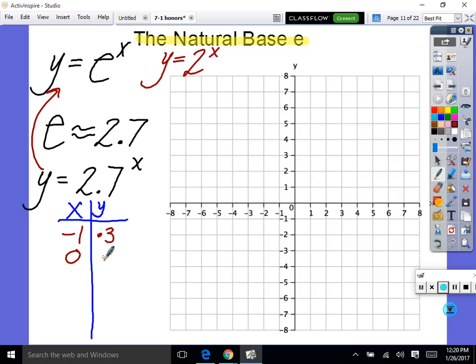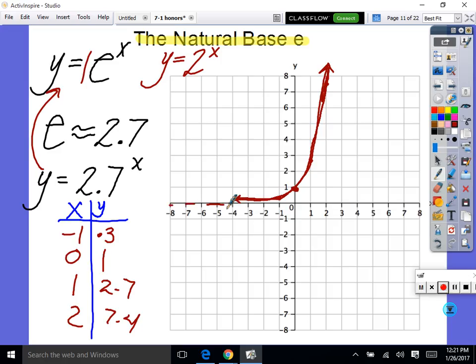We don't even need a calculator. What do we get? 1. Plug in 1. Anything to the 1 power is just itself, so it will be approximately 2.7. Okay, let's plug in 2. So type in e raised to the 2 power. So we could graph this: negative 1, up 0.3; over 0, up 1, which makes sense. Our initial value is still 1; over 1, up 2.7; over 2, up 7.4. So e looks just like all of our other exponentials. It's just special. Okay, so the asymptote's still here at 0.